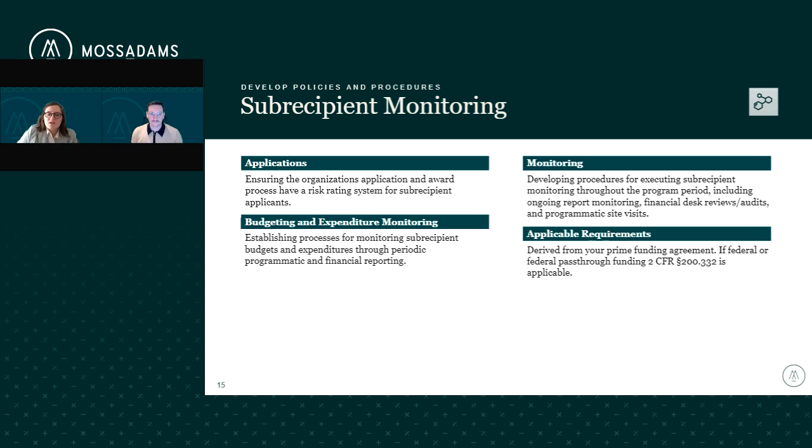So if you are subgranting out funds, you'll want to make sure that you have a process for receiving applications. You want to make sure you have a process for assessing those applications that are coming in to ensure that assessment process is as unbiased as possible. And then also bringing in risk factors, a risk rating system that allows you to assess what organizations may need additional support throughout the award cycle.